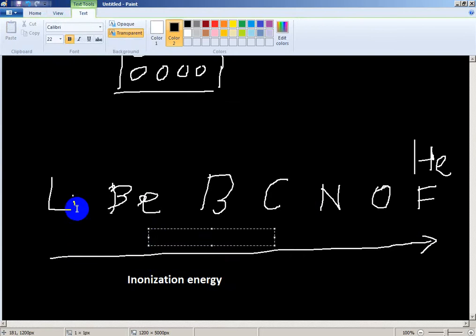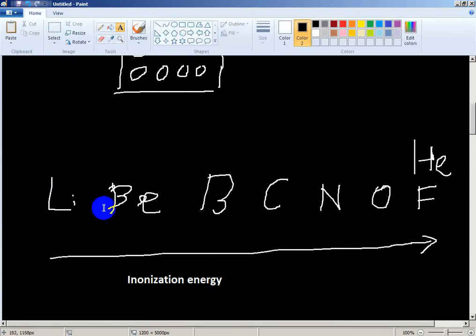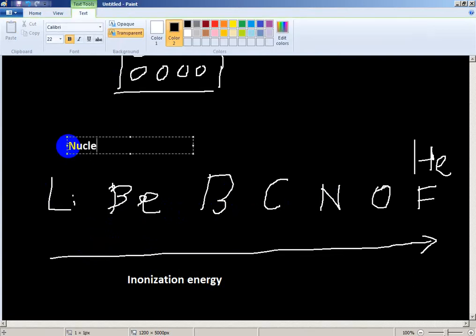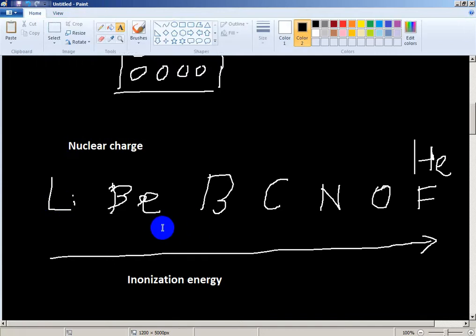Because nuclear charge increases when we move from left to right. Shell number remains the same, but the number of electrons added increases. As a result, positive protons are also added, so the attraction force between the nucleus and electrons increases.